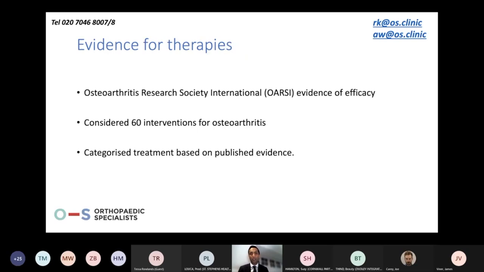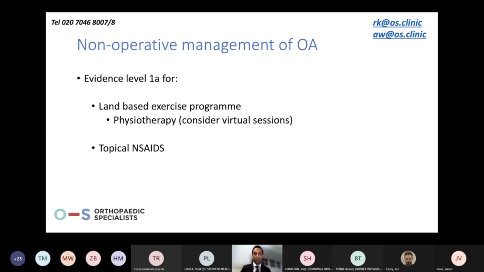Other therapies. The Osteoarthritis Research Society International looked at the evidence for efficacy, and they looked at 60 interventions for osteoarthritis. This was a really interesting study because they categorized the effective treatments based on published evidence. And lo and behold, it revealed what a lot of us already know, that level 1A evidence for land-based exercise programs with physiotherapy was the most effective way of managing osteoarthritis.